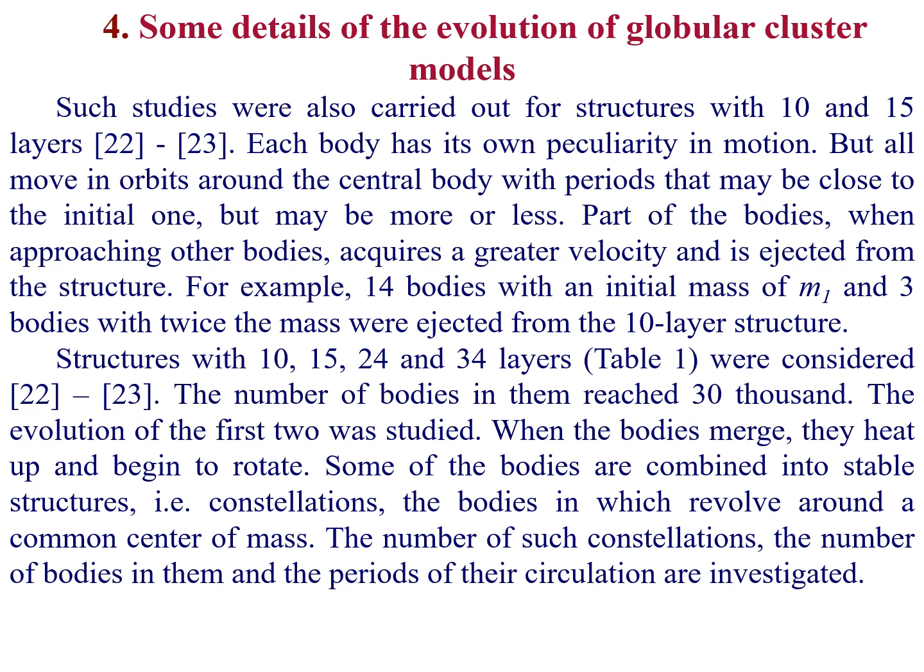Structures with 10, 15, 24 and 34 layers were considered. The number of bodies then reached 30,000. The evolution of the first 2 was studied. When the bodies merge, they heat up and begin to rotate. Some of the bodies are combined into stable structures, i.e. constellations, in which the bodies revolve around a common center of mass. The number of such constellations, the number of bodies in them, and the periods of their circulation are investigated.